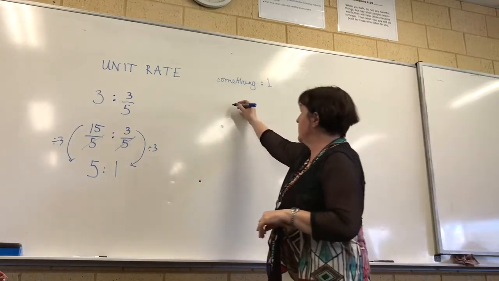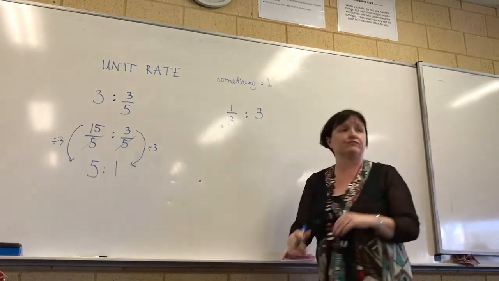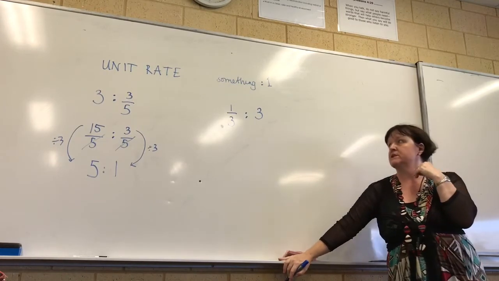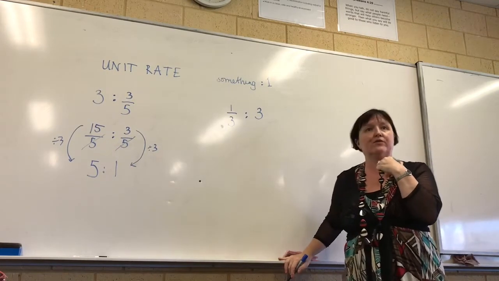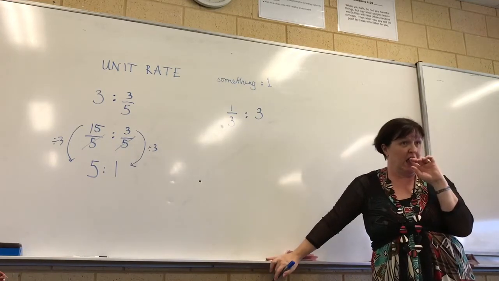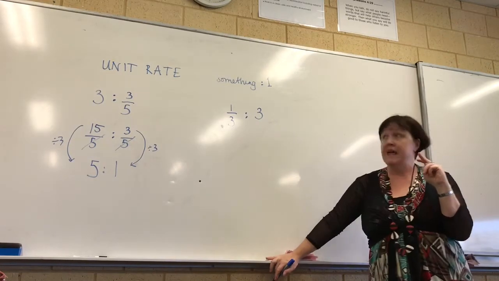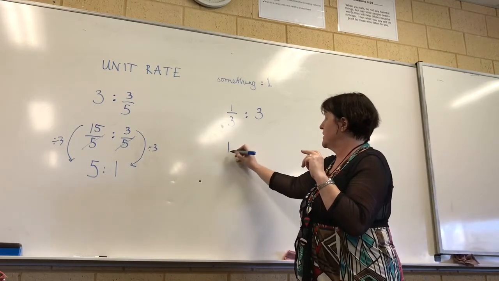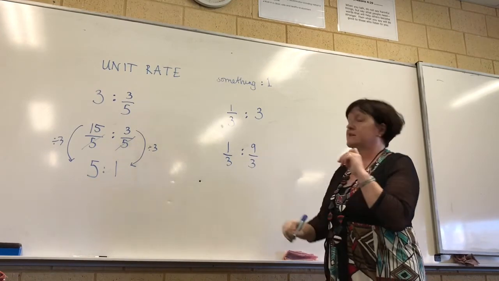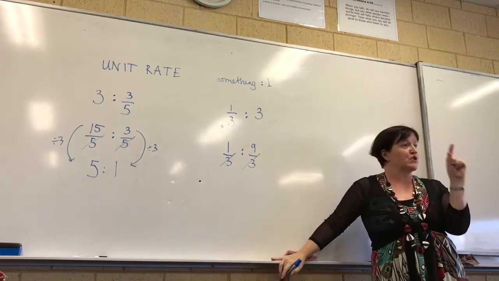Okay, this time then, we've got a third to 3. So what do we do now? This has got to be something to 1. Could you do it 9 over 3? Yeah, you could. 1/3 to 9 thirds. Then we cancel that. Okay, so it's 1 to 9.